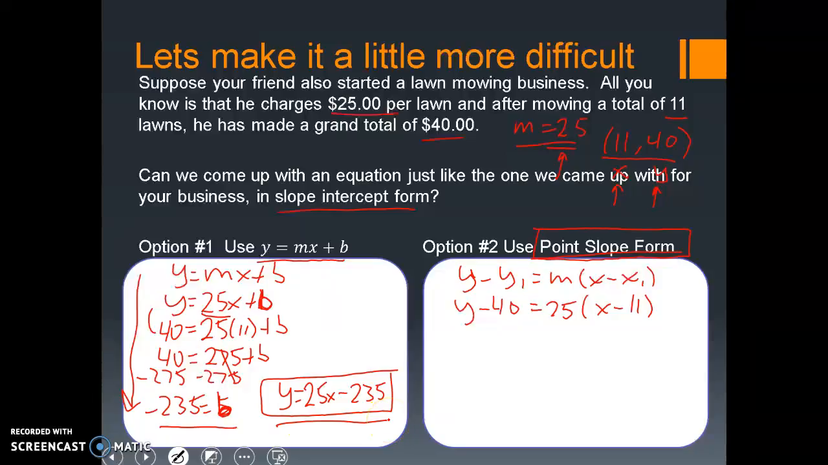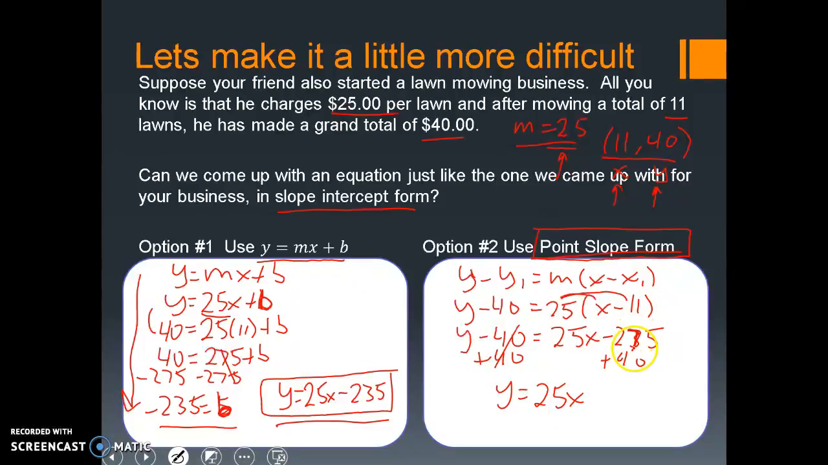I want to get the y by itself. But before I can get rid of this 40, I'm going to get rid of these parentheses here. So I'm going to distribute my 25. It's going to be y minus 40 equals 25x. 25 times negative 11 is negative 275. Then if I add 40 to both sides, I am going to have y equals 25x minus 235. Negative 275 plus 40, there's my negative 235. And so that's how I can use the point-slope formula to get the same equation in slope-intercept form.